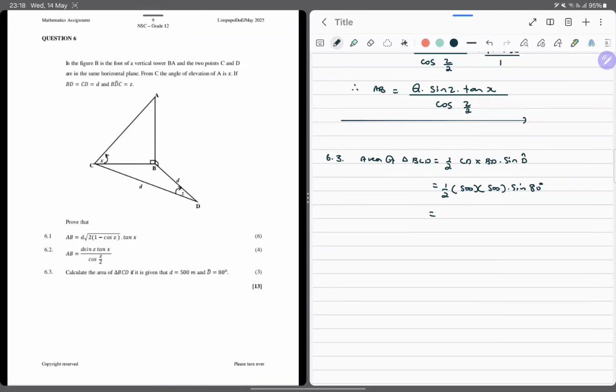So we just do that by punching the 0.5 into 500 squared into sine of 80. Just be careful with brackets, using the calculator to make sure the calculation is right. So I'm getting 123,100, 972 decimal places, meters squared, because this is 500 meters. So this one is over in just an instant, okay?